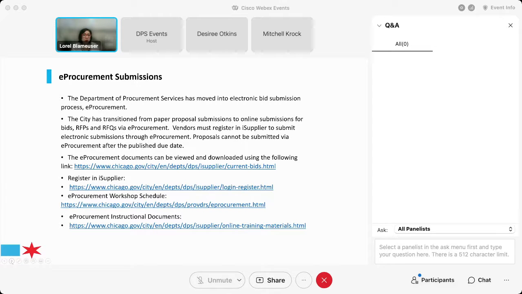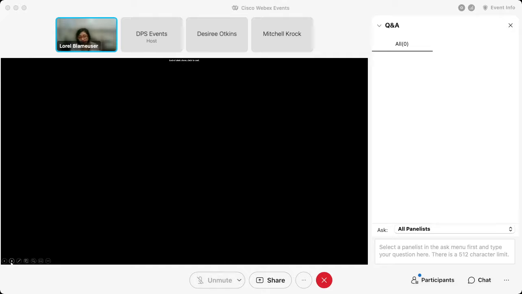There's also the particular website locations for the e-proc. So yeah, that pretty much covers everything that we handle in contract administration.